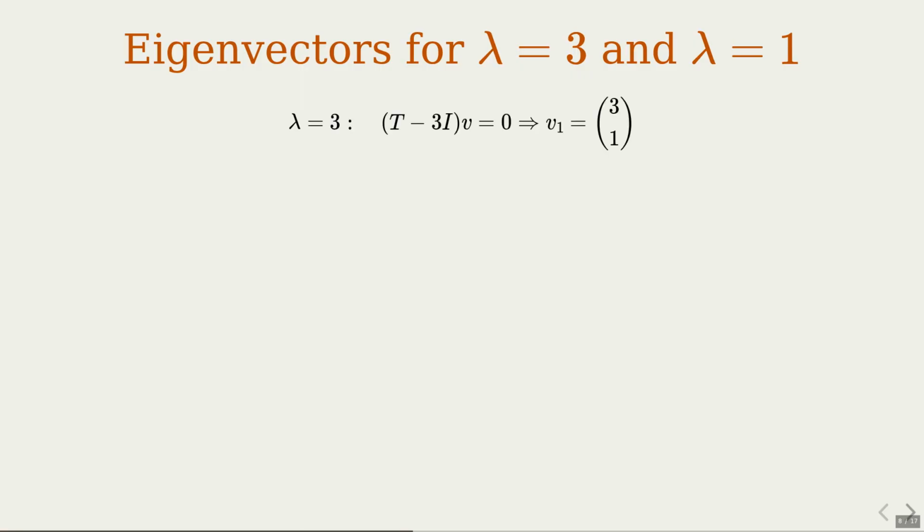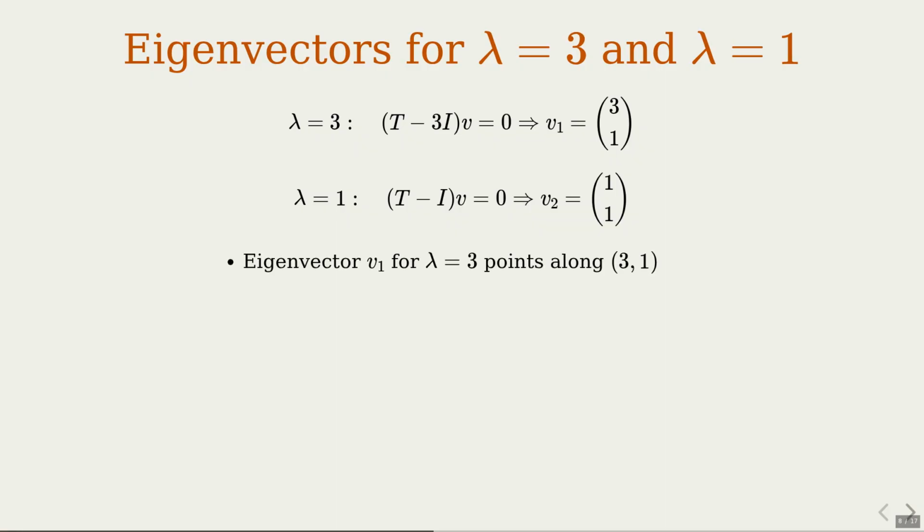For eigenvalue 3, solving the system says that any multiple of the vector with entries 3 and 1 is an eigenvector. For eigenvalue 1, the solutions point along the line where the two entries are equal. So we have one eigenvector pointing roughly toward (3, 1), and another along the diagonal line (1, 1).